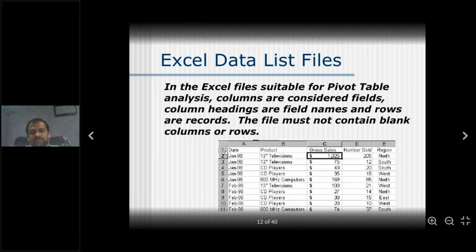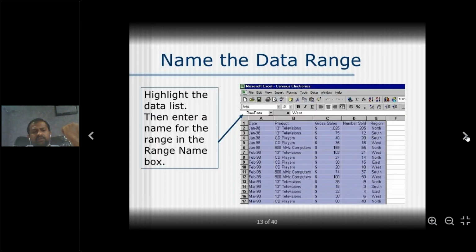If you look at the first row, date, product. In pivot table analysis, the columns are considered fields. These are the field values and column headings: date, product, gross sales, number sold, region. All these are nothing but the column headings. These column headings are field names and rows are records. The file must not contain blank columns or rows. There must be at least one value, either zero or some unknown value. So let's see how the pivot table looks.